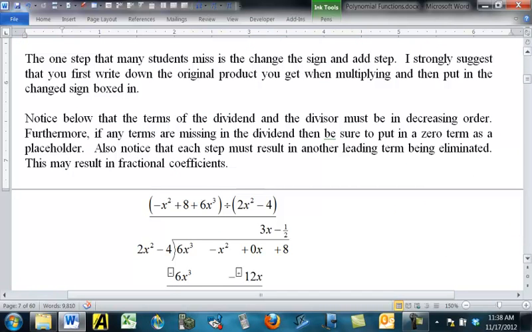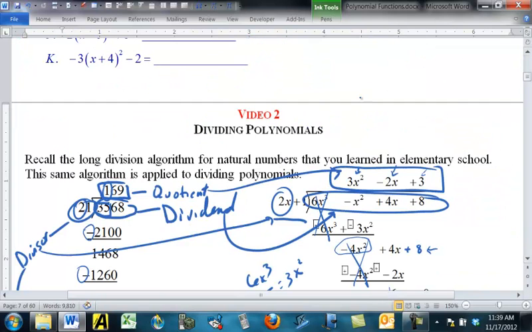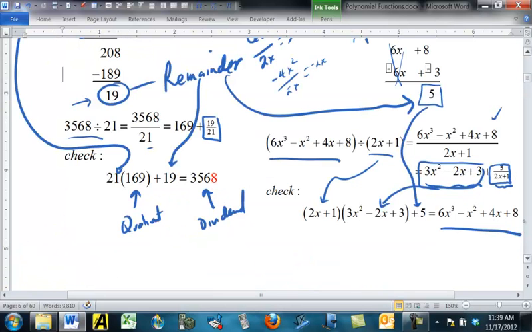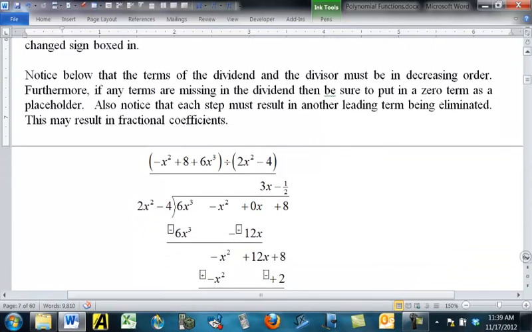The one step that I see most often missed when students are learning this is the adding part, as in the subtracting part where they're changing the signs. So I try to really help you out with that by making sure we write the change sign and circle it, and it's easier to keep track of if you do that. Alright, let's do another example.